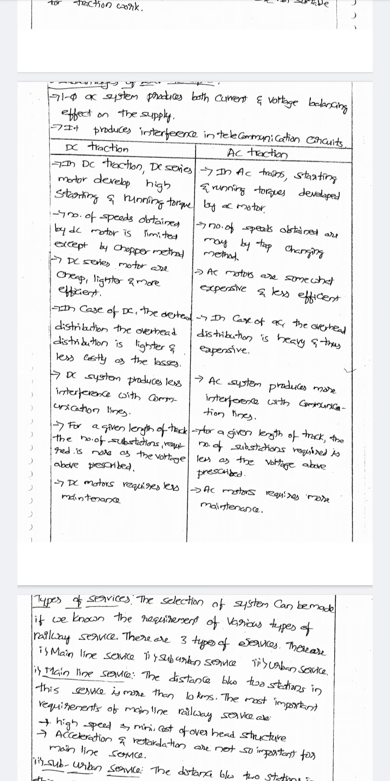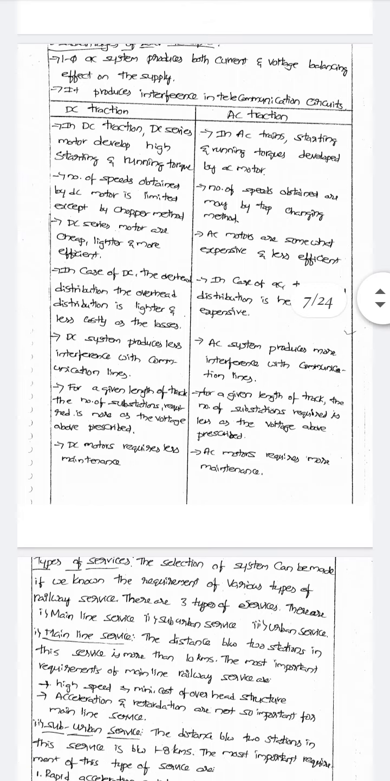The next comparison. DC systems produce less interference with communication. AC systems produce more interference with communication. DC has less, whereas AC has high interference with communication.